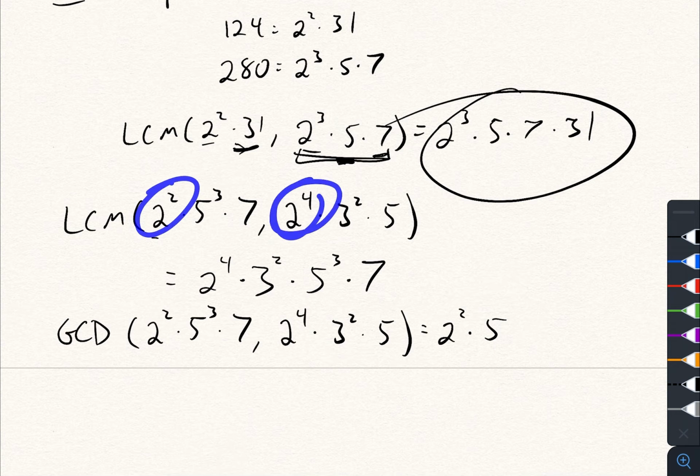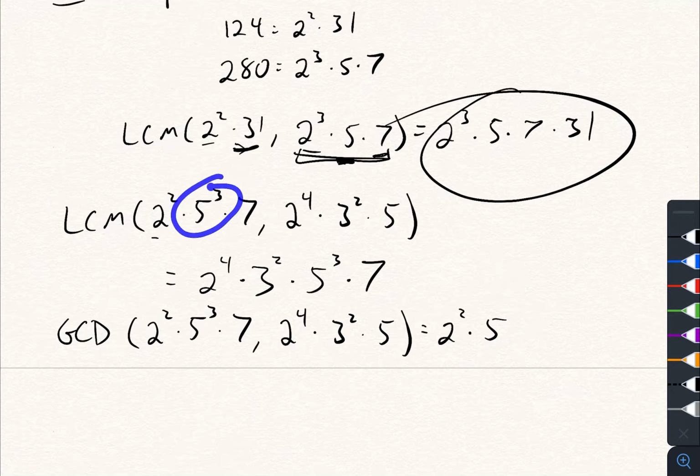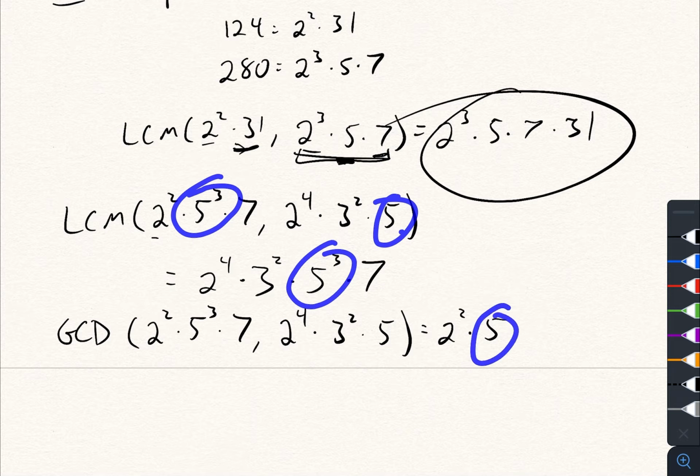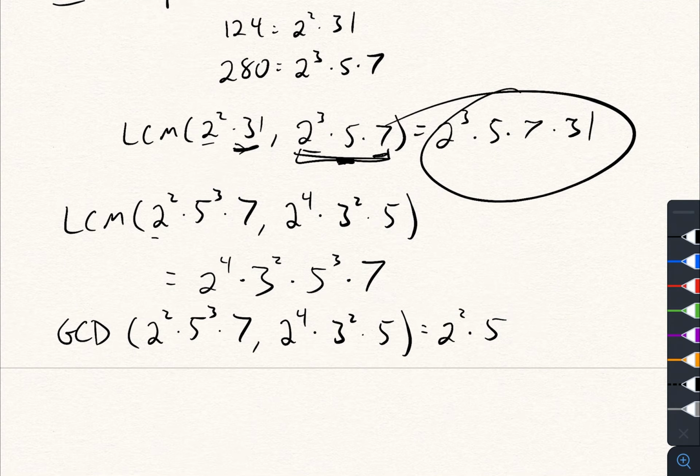so here, if I'm just looking at the 2's, the GCD is going to have the smaller exponent and the LCM is going to have the bigger exponent, right? Similar for the 5's, the LCM is going to have the bigger exponent and the GCD is going to have the smaller exponent. And the same is even true for things that do not appear in both numbers.